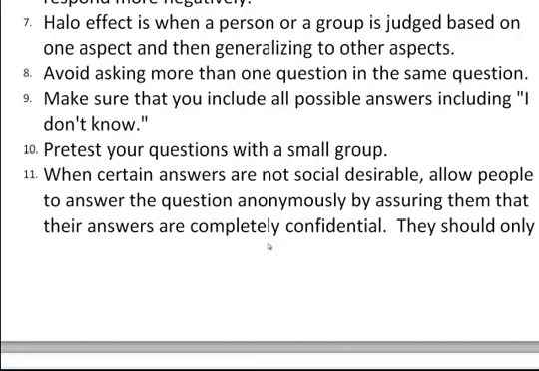Number 11. When certain answers are not socially desirable, allow people to answer anonymously. And especially, assure them that their answers are completely confidential. For example, you probably don't want to ask somebody about their extramarital affairs in front of their spouse. You probably don't want to ask people about other things that they feel embarrassed about, because they'll probably not answer honestly. It needs to be something that's confidential.